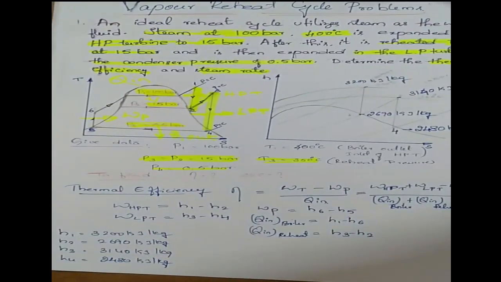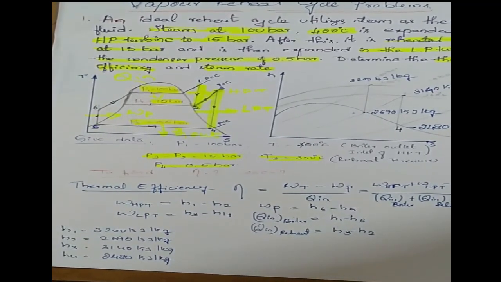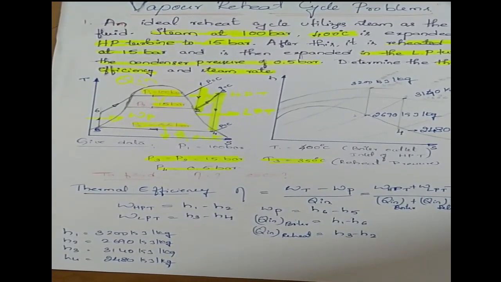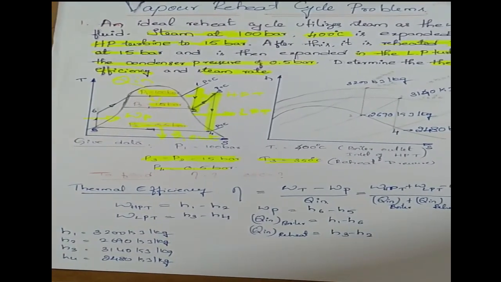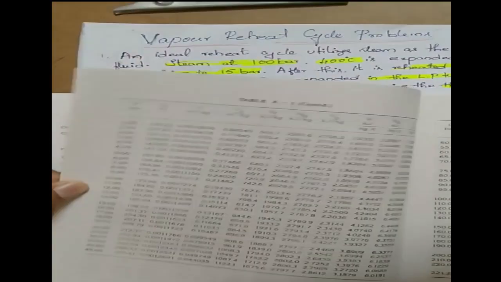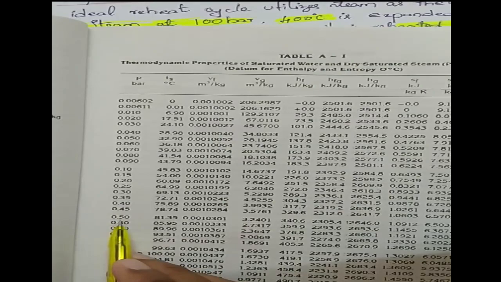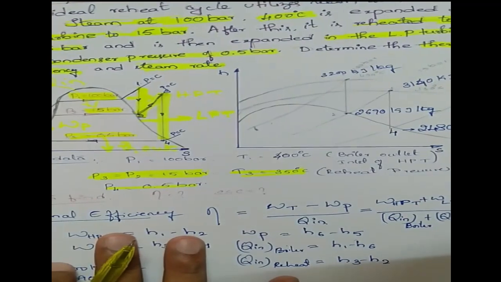H6 and H5 you have to find out with the help of the steam table. H5 you can find out from the table, and H6 you can find out with the help of a formula. This is a pressure table. They have given 0.5 as the pressure. Here you can observe 0.05 and then 0.5 as a pressure. So at 0.5 I have to note down.